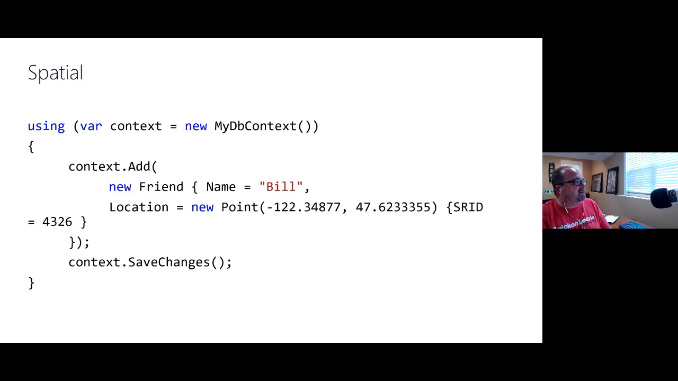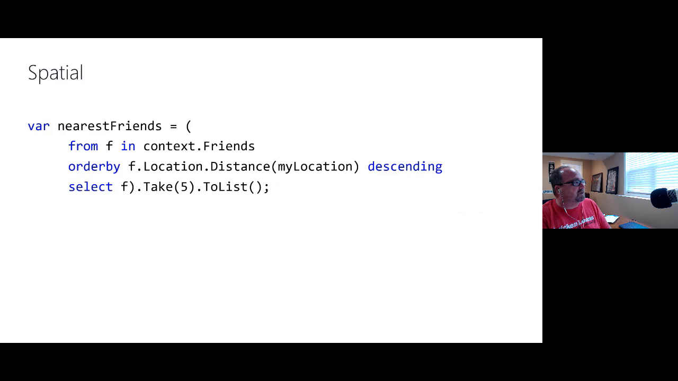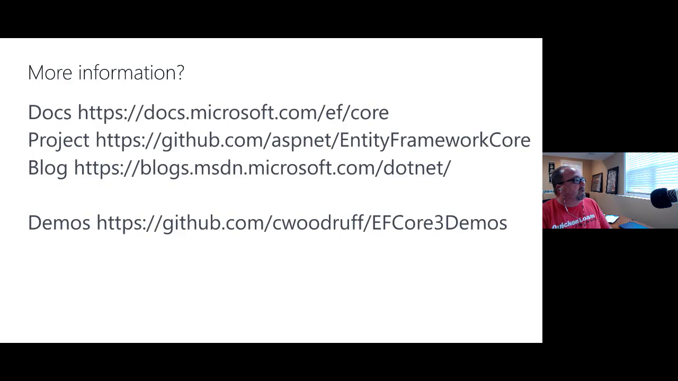And I can add that through DbContext. I can add a point based on geometry into that location. And then I can do a query. I can build a LINQ statement to say, show me the 5 nearest friends from my location. So I'm going to send in my location. It's going to return back from the database the closest friends around me. So just know that Entity Framework Core will also allow you to use spatial types that SQL Server has.